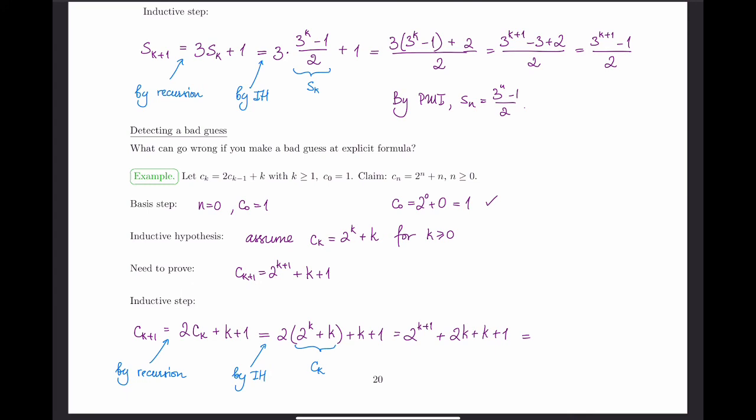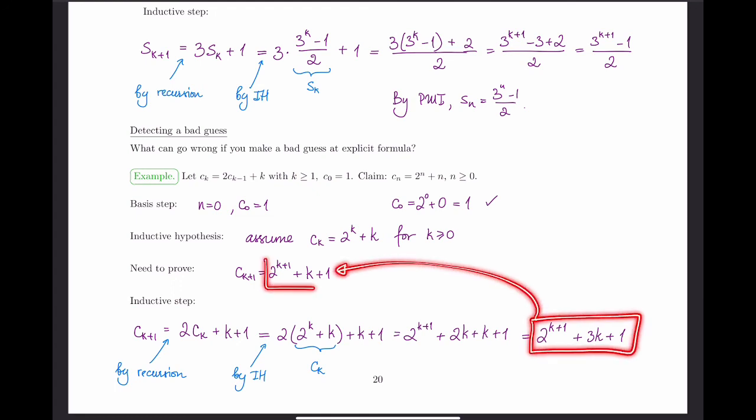Well, let's simplify it. So I have 2 to power k plus 1. And then I have myself 2 apples plus an apple. So overall, I have 3 apples, where apple is k, plus 1. And that's about it. I can't really simplify it much further. So this is now the time to compare what I have and what I want to have.